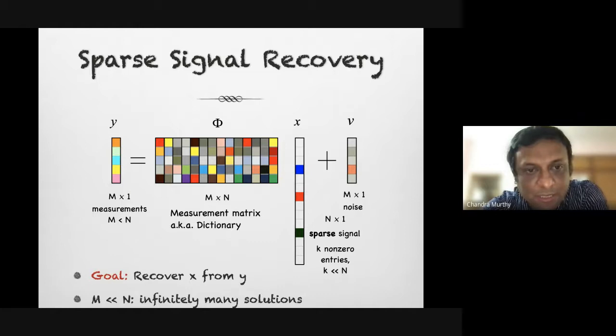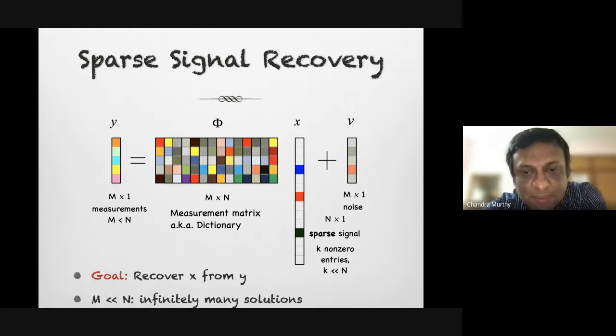What you get to see are these observations y, which is a vector of length m. And what you would like to find out is this vector x, which is a vector of length n. And the way you get to observe this vector x is through this matrix phi. The multiplication of this matrix phi times x, plus noise, is what gives you the vector y. This vector x is of length n, which is usually much bigger than m.